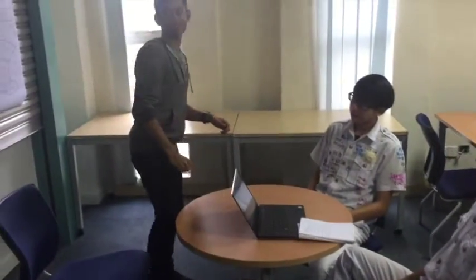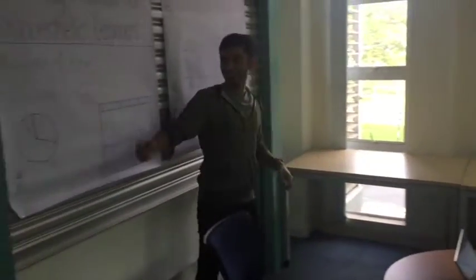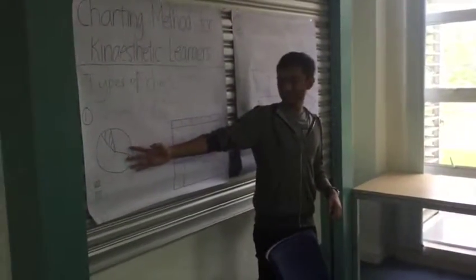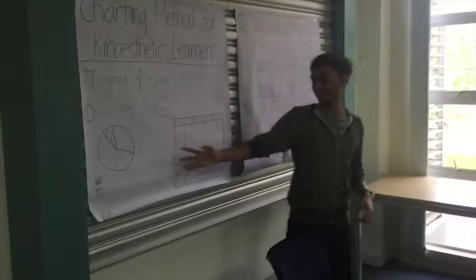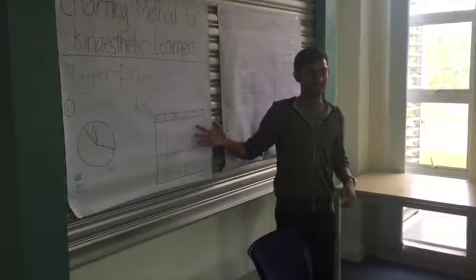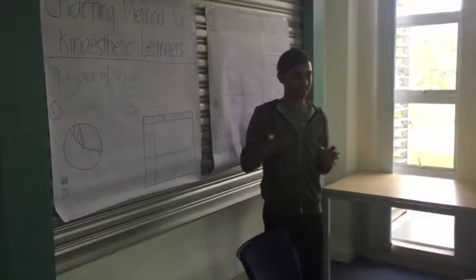Okay, now I will show you guys examples of types of charts. Here we have a pie chart that you can plot using Excel. And here you have a table that is good for categorizing stuff.